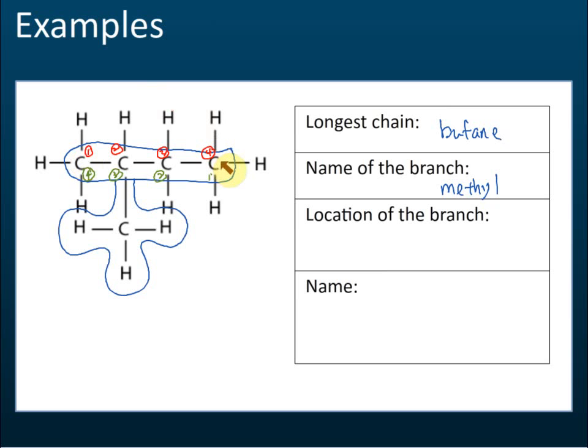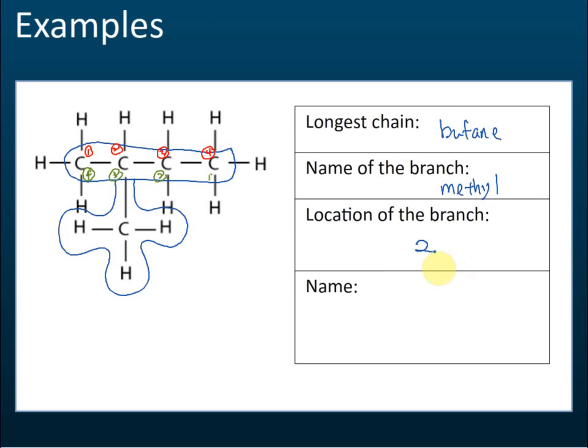Always remember, we determine the positions of the branch from the closest end of the longest chain. The branch is closer to the left, so we start from the left. So the location of the branch is the second carbon. Okay, so let's write here: the location of the branch is second carbon.